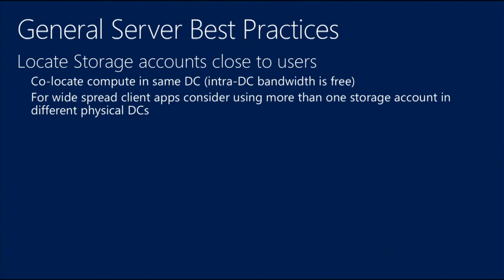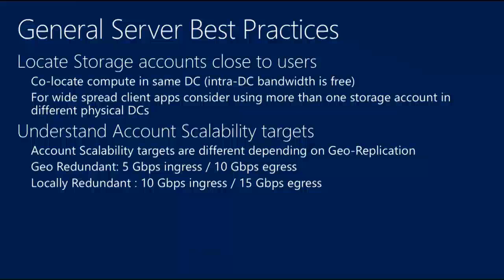For widespread client apps, you may want to consider using multiple storage accounts in different localities and serving different data out of each. And then if you're trying to reach a more global audience, especially for blobs, consider using the CDN, which will cache that data at all those different endpoints close to users.